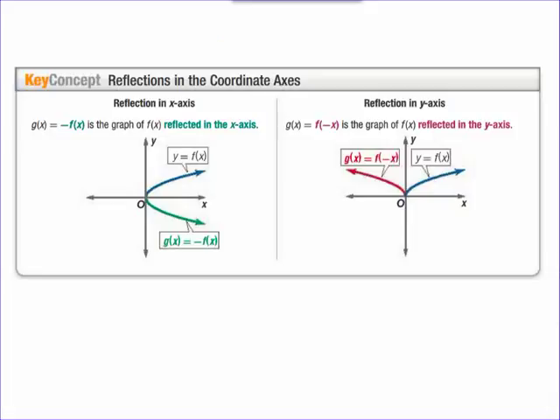So we've done the translations, which are left and right, up and down shifts. Now what we're going to do is look at how you reflect. First of all, if you look at this first one, it says reflection in the coordinate axes. If you reflect it along the x, you're just going to negate the whole thing, so the whole thing will be negative. If you reflect it along the y, you just negate what's inside the parentheses.